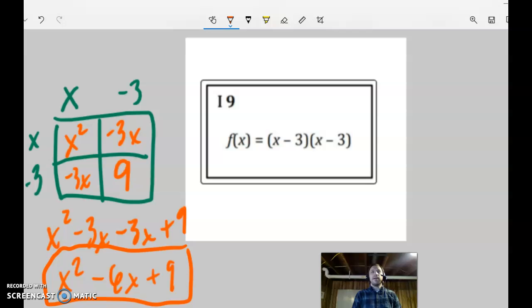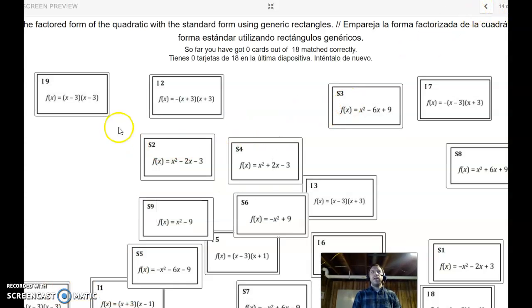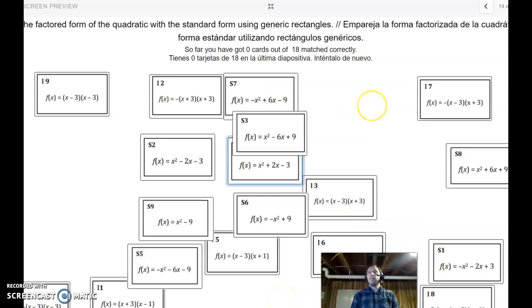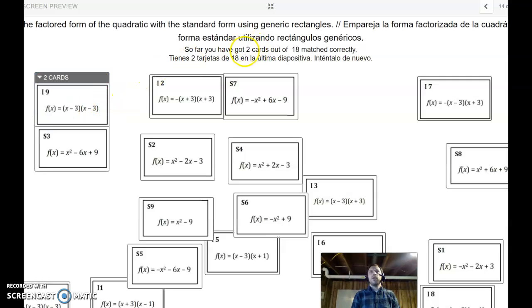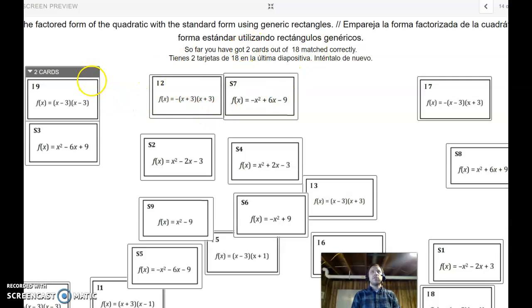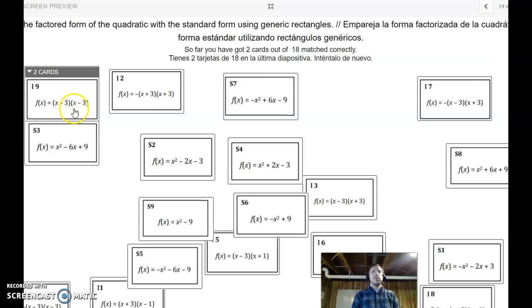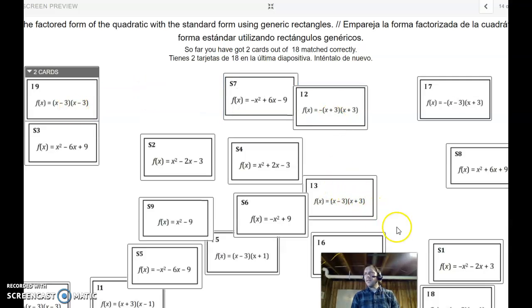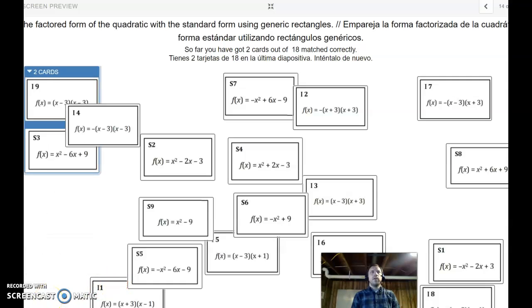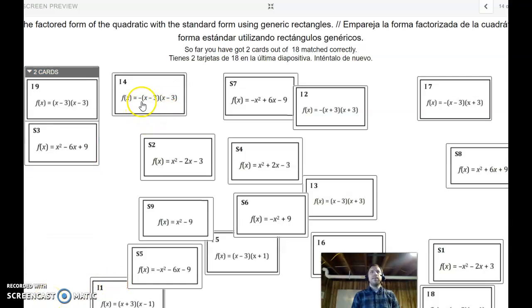So then I go back to my slide. And I find x squared minus 6x plus 9. Boom, 2 cards out of 18 matched correctly. So you have 9 of those to do. Again, look at these patterns that happen here. This one's pretty fun. Notice, let me see if I can find the other one that looks similar. See how this one's identical, except for that negative in front?